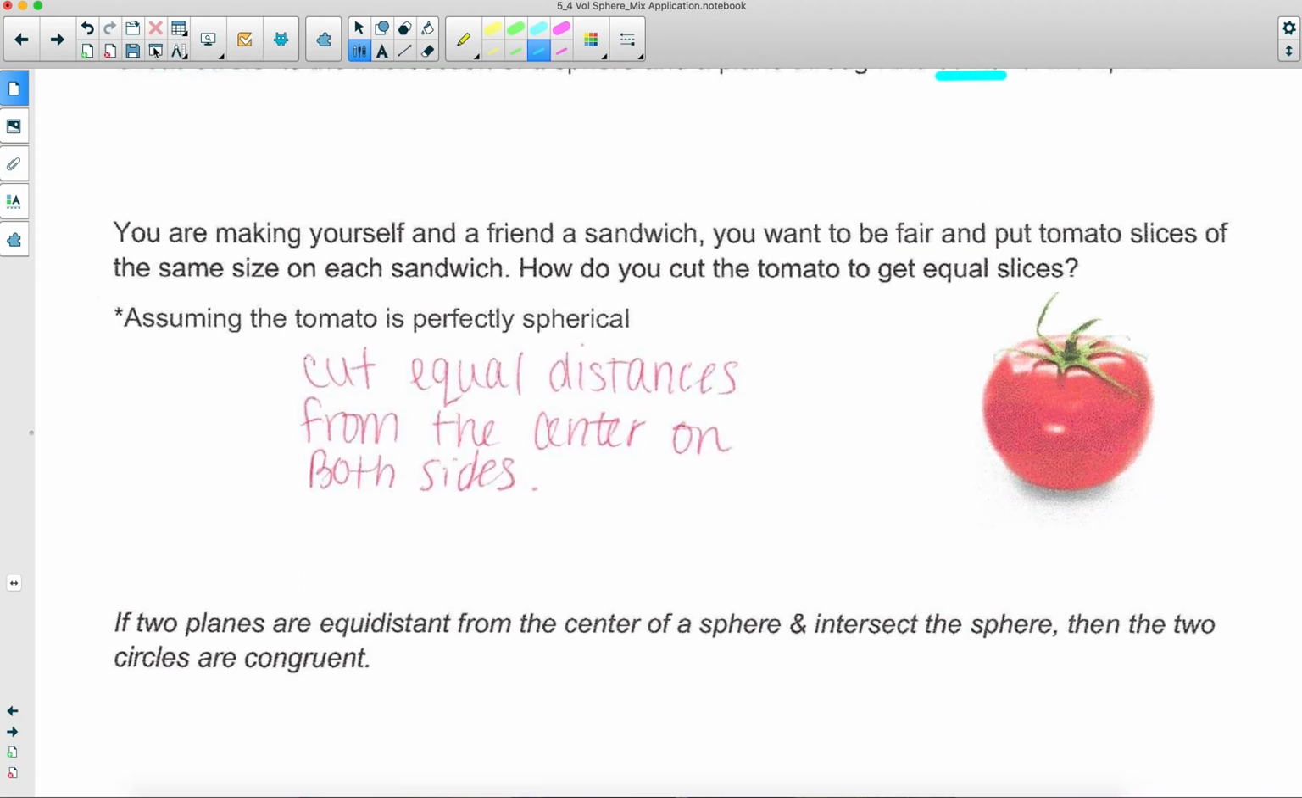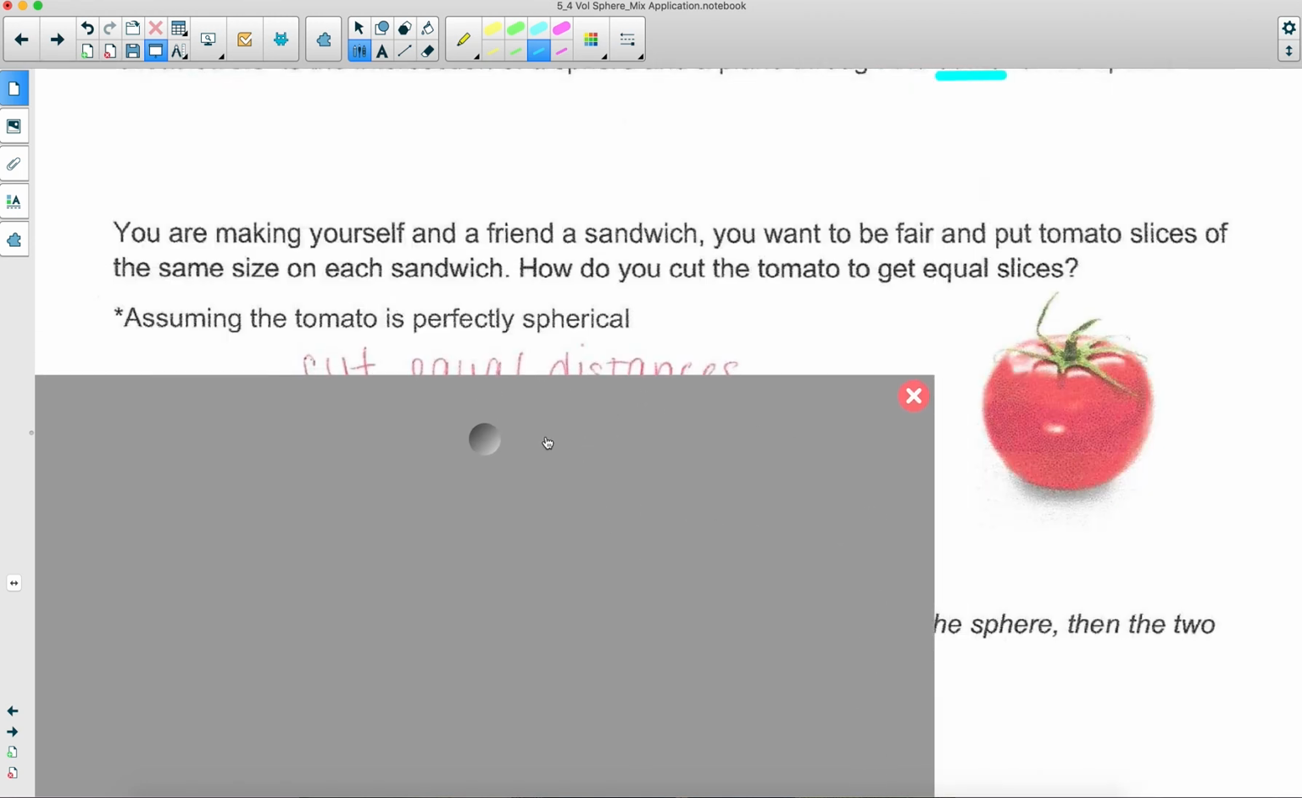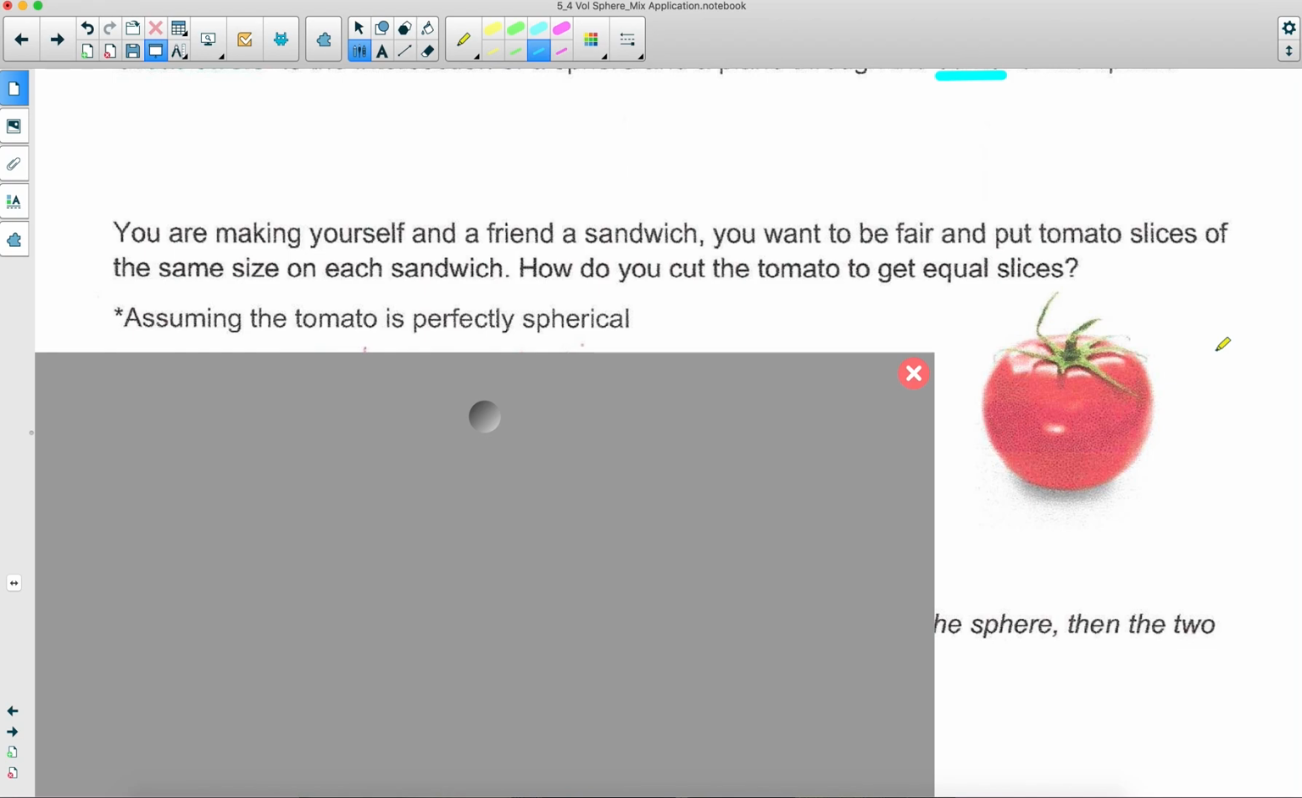How do you think you could get two equal slices from a tomato? And again, assuming that this tomato is a perfect spherical tomato. I'll give you a second to think about it. I like this question because if you can think in terms of slicing a tomato, it makes it really easy in terms of just a general sphere for geometry.